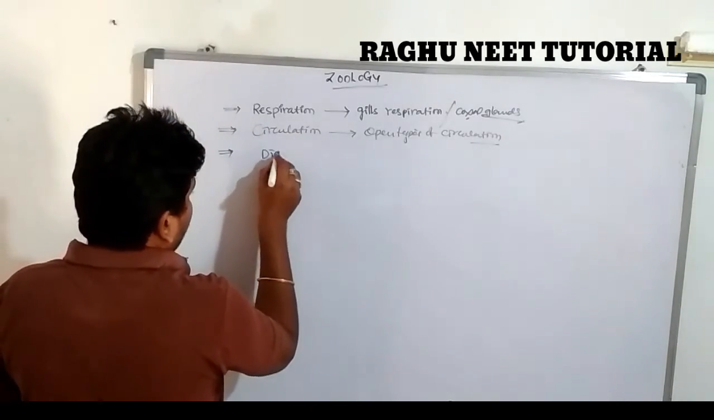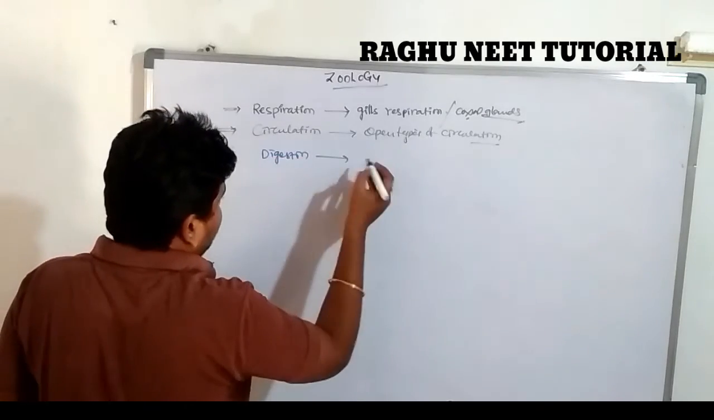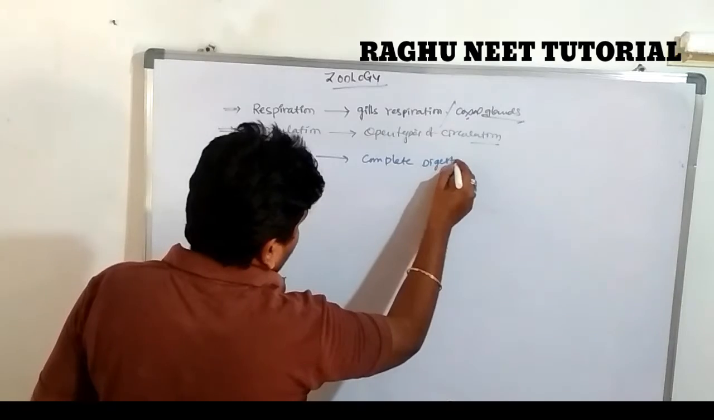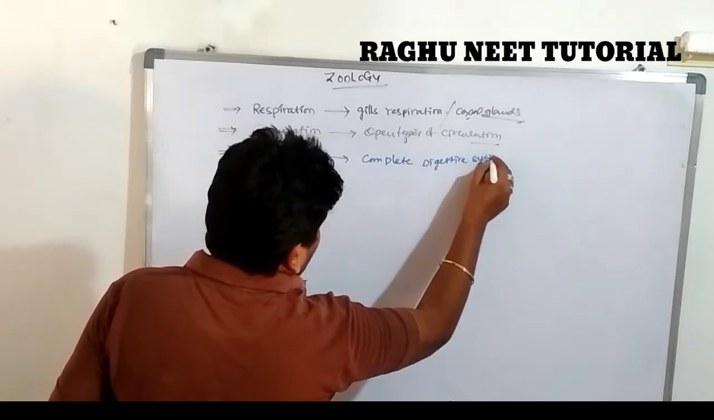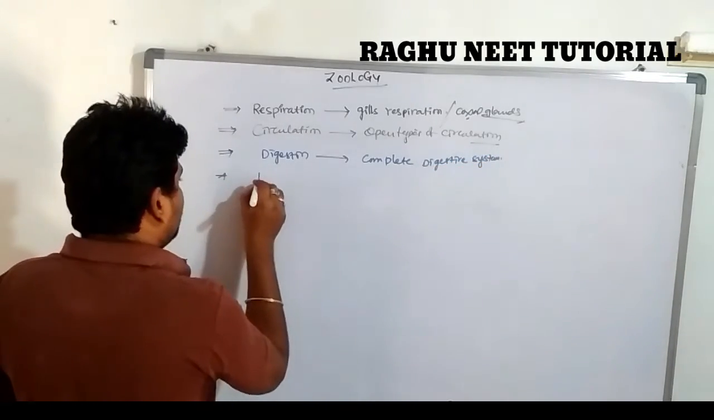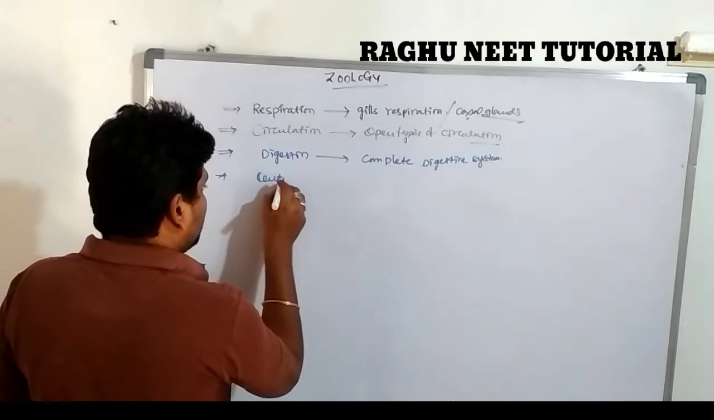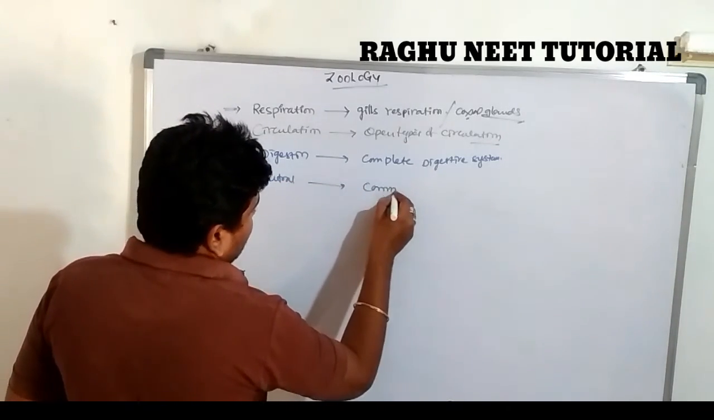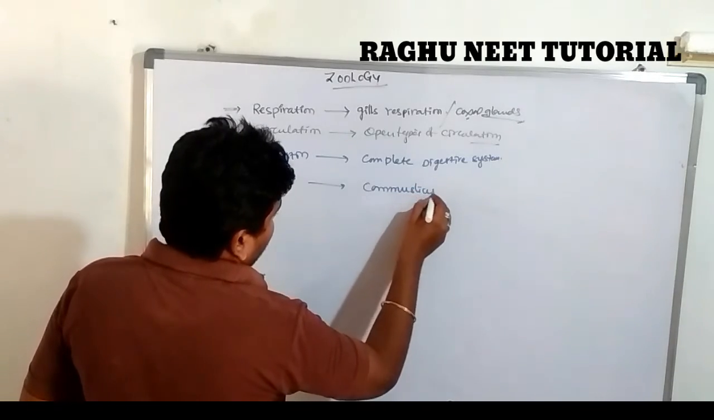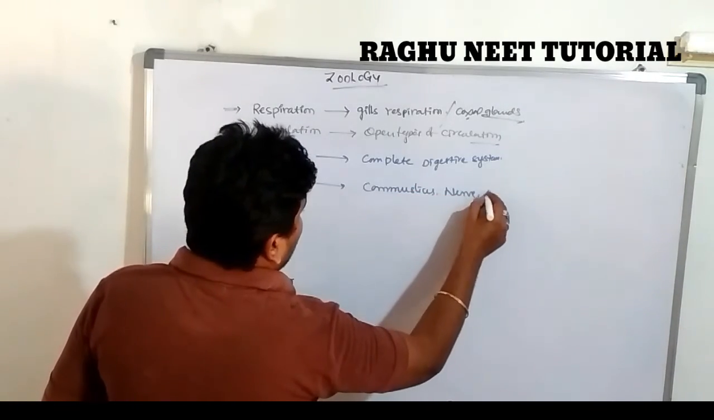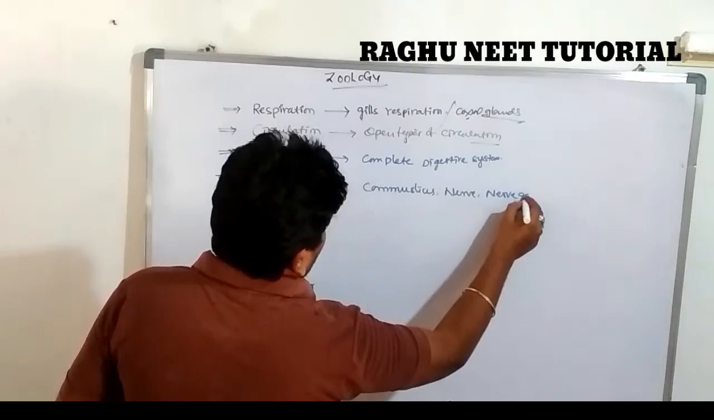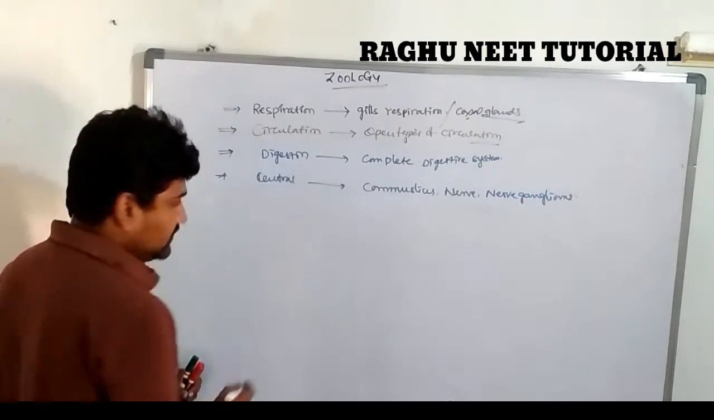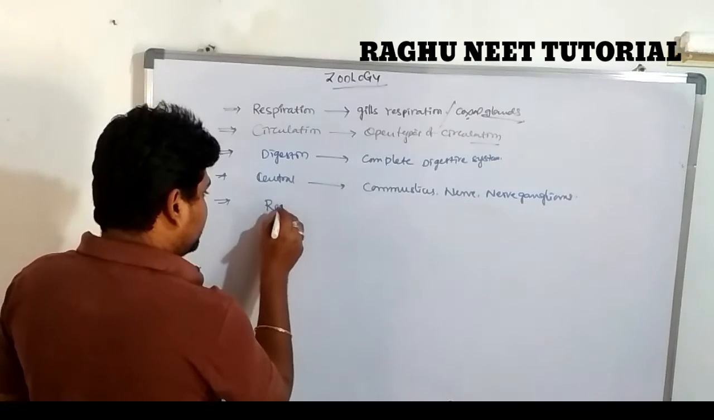Digestion is a complete digestive system. Digestion is a complete digestive system. Internal structure, digestive system. So nerves. Central nervous system. It is a fully developed system with nerves and nerve ganglions. Nerve ganglions.